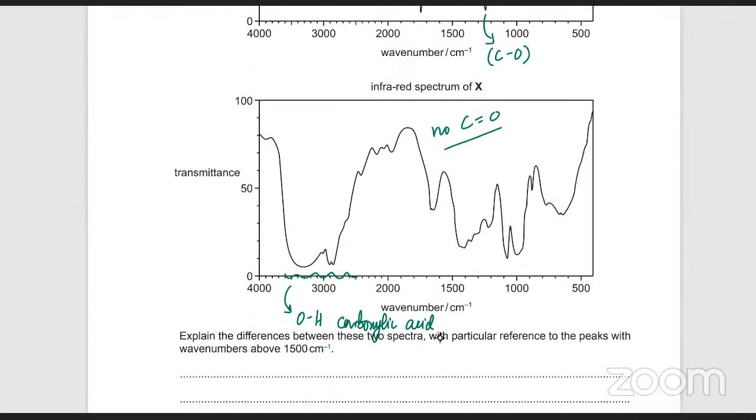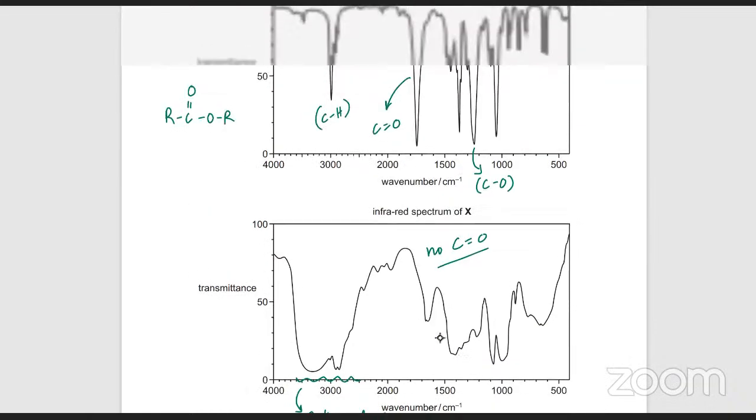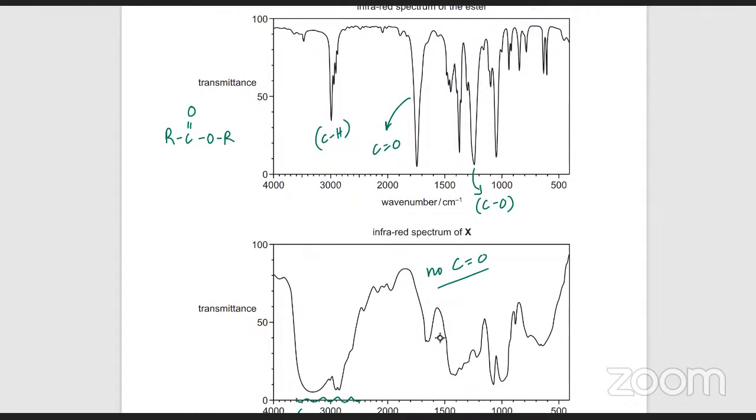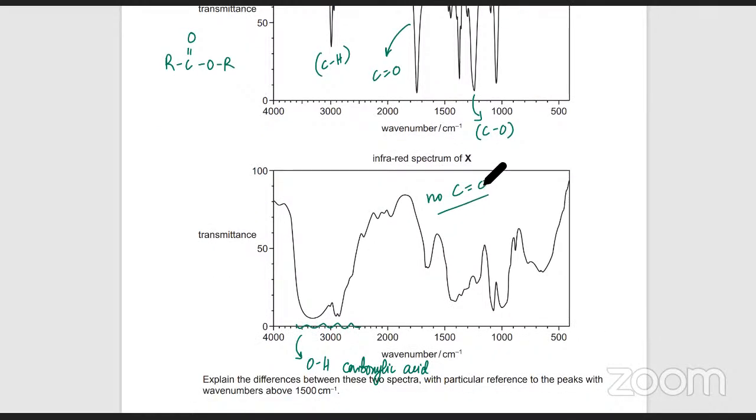Explain the differences between these two spectra with particular reference to the peaks with wave numbers above 1500. उसने above 1500 का पूछा है. मतलब मांगा कि explain the differences between the two spectra. तो एक difference तो ये होगा कि one difference is this one has a C=O bond. The other one does not have a C=O bond. ठीक है, that's one major difference.